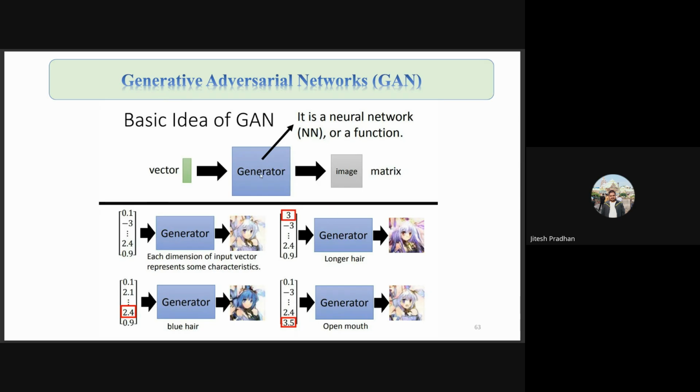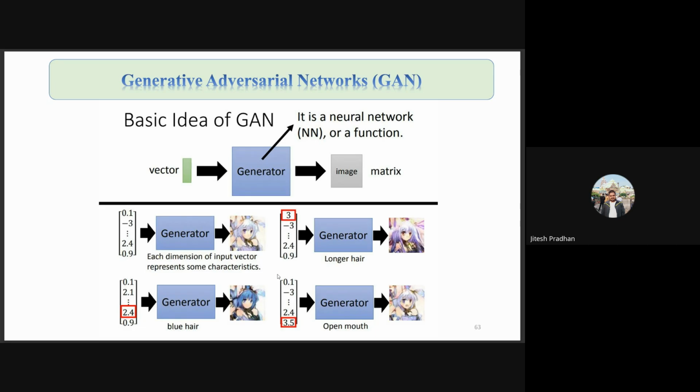Now let's say we update this 0.12 value to 3, based on the feedback. Now look here, the hair has become longer. Again we change the same vector to 2.4, and look, the hair has become blue. Now we change the bottom one to 3.5, and the mouth has opened. So based on this random iteration, it will try to learn.